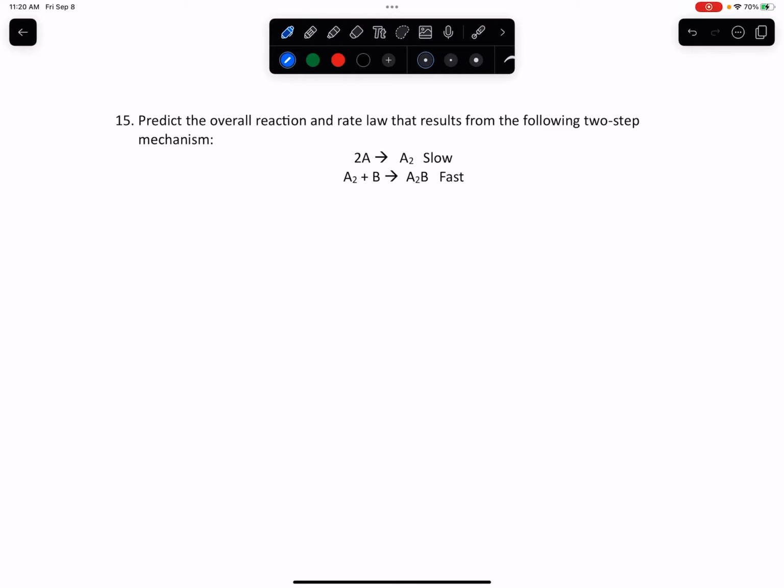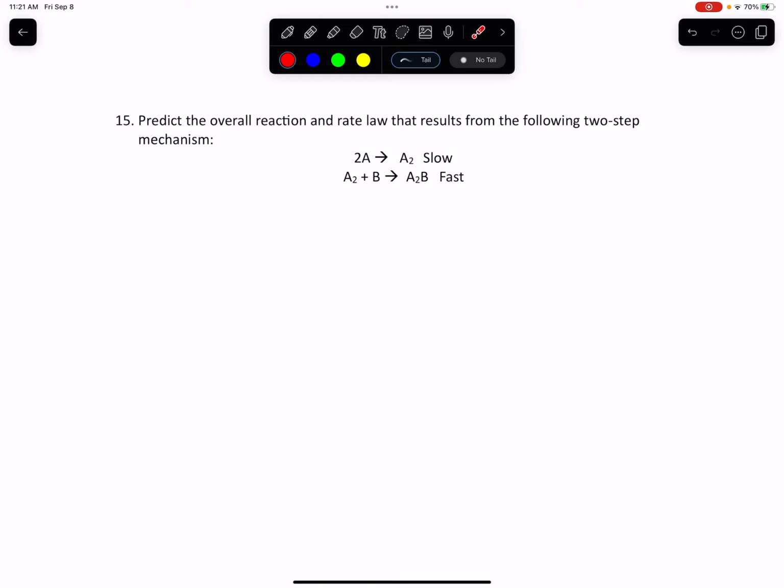Hello everyone, it's Valentine from Kimplistic, and what we're going to take a look at in this reaction is we're going to predict the overall reaction, and then we're going to determine the rate law that results from the following two-step mechanism.